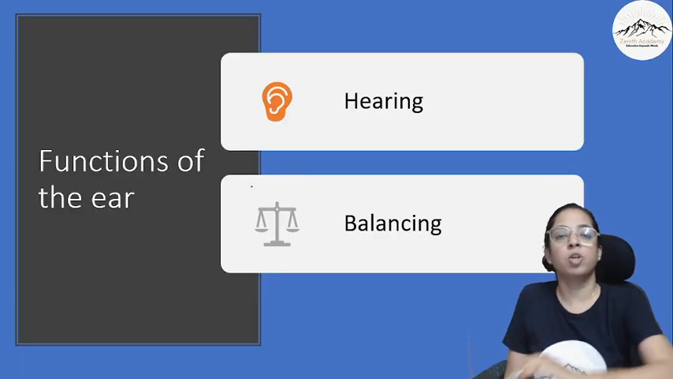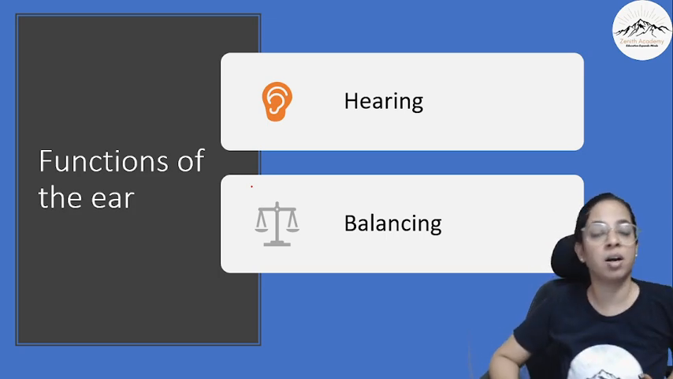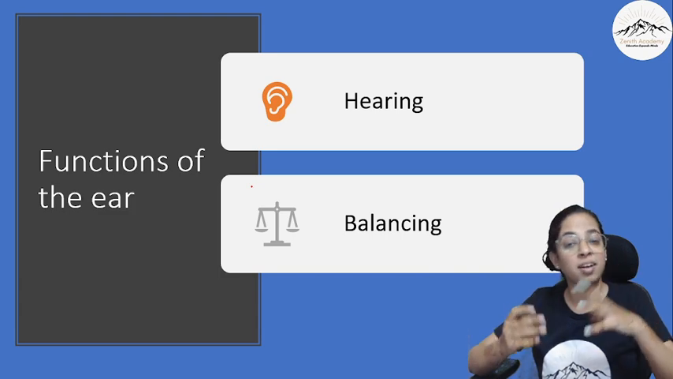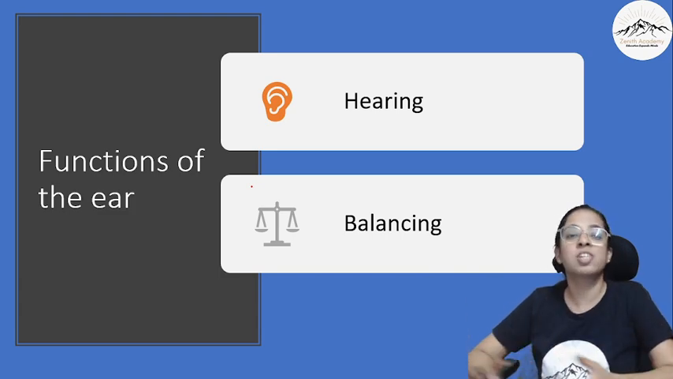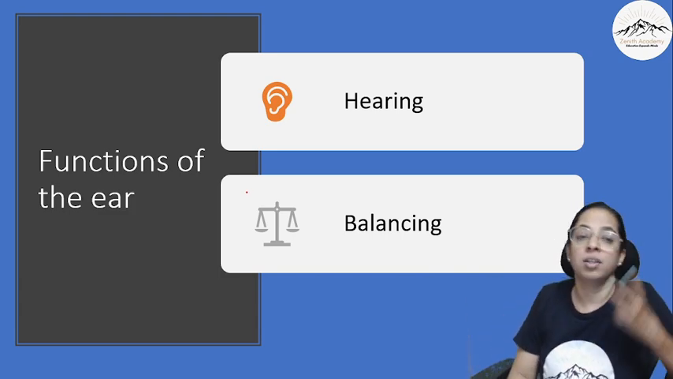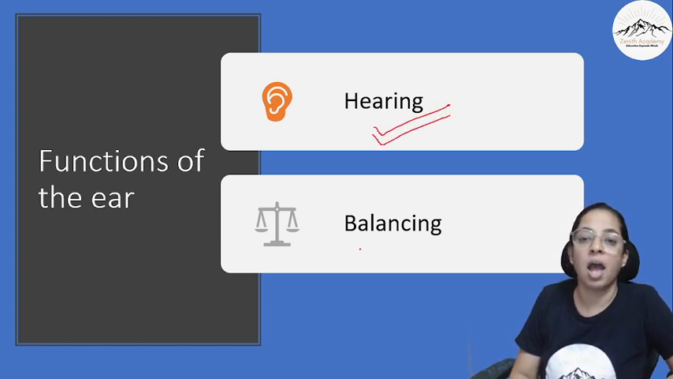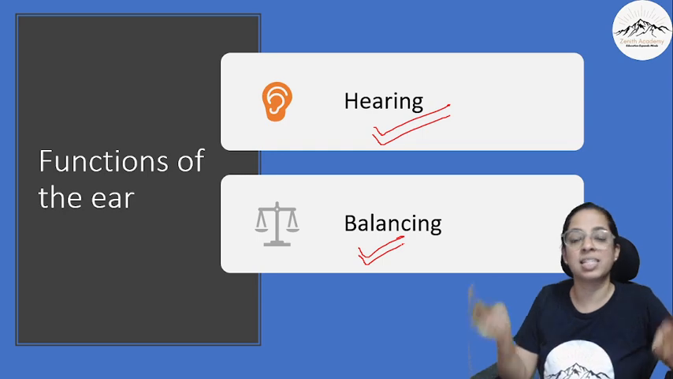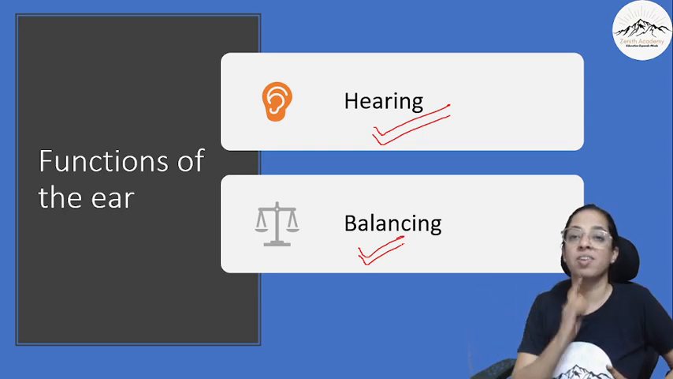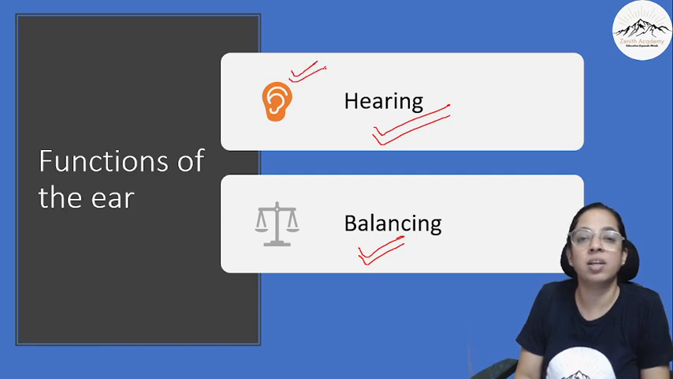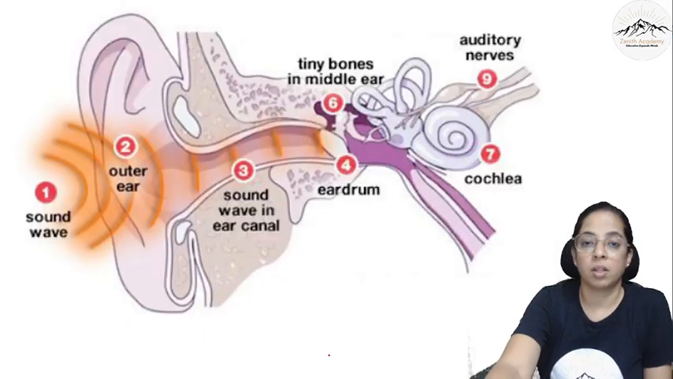Now we understood the anatomy of the ear, the outer ear, the middle ear and the inner ear. Now let's talk about the function of the ear. There are two major functions of our human ear, that is hearing, and second is balancing of the body when we are in motion or when we are standing. So first let's study how hearing takes place.